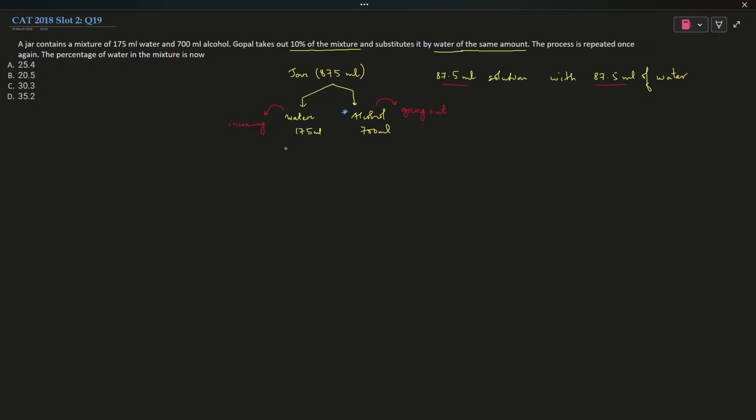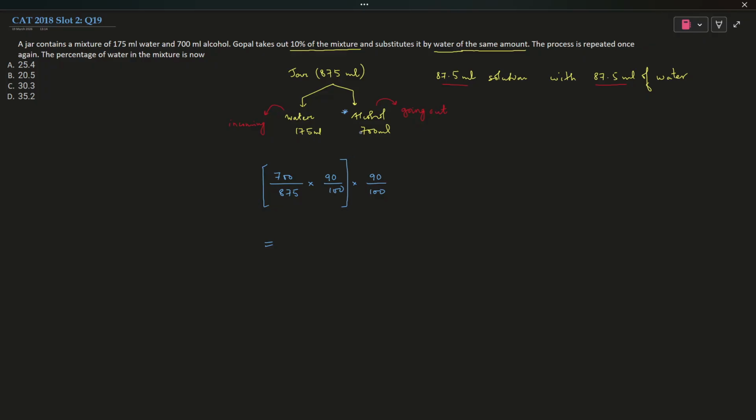Now what is the fraction of alcohol initially? 700 by 875 is the fraction of alcohol in the solution. You are removing 10%. If 10% is removed, then you are left with 90%. So this is the fraction of alcohol left after the first step. Again you are removing 10% and replacing it with the same amount of water, so left will be again 90%. So what will be the fraction?